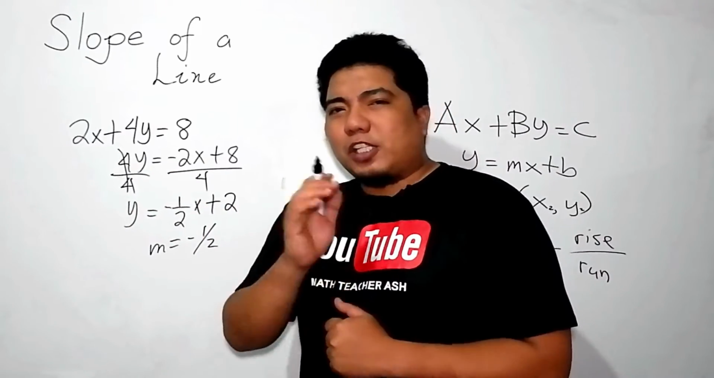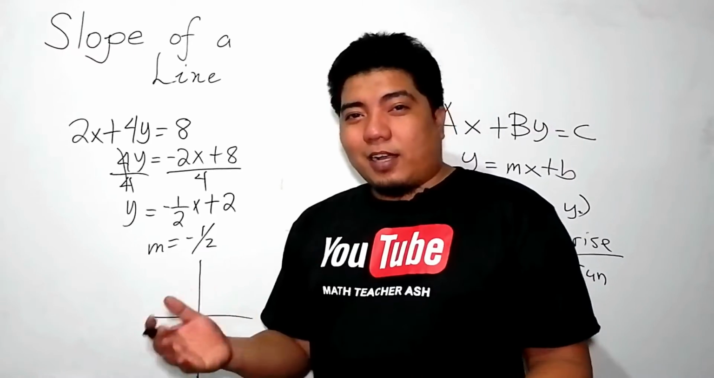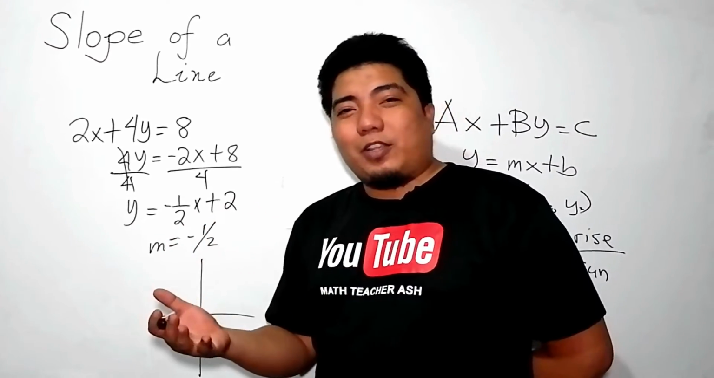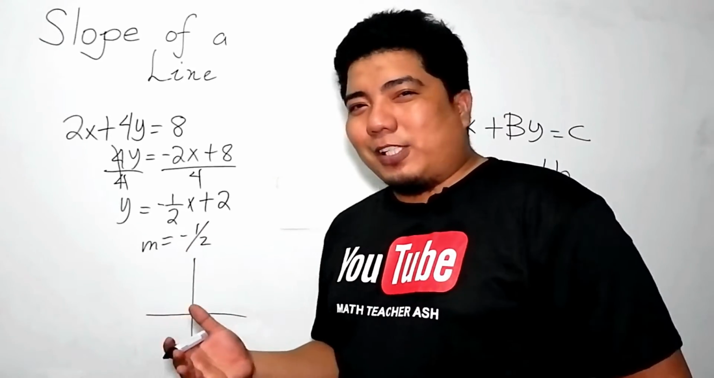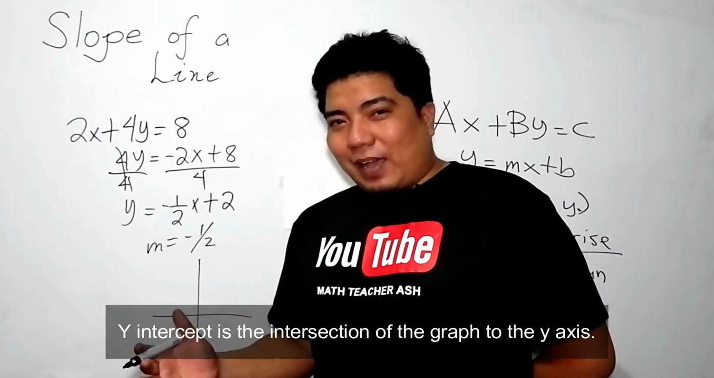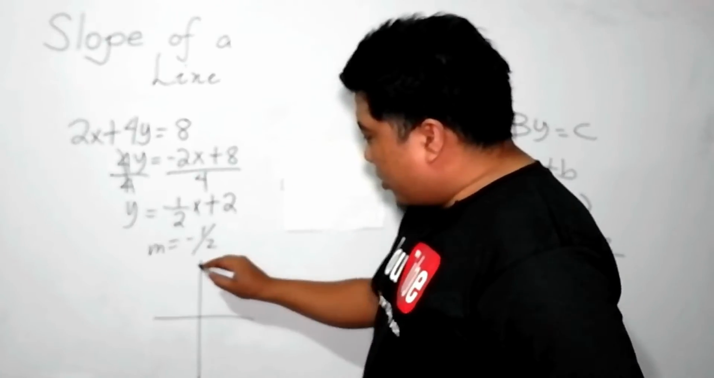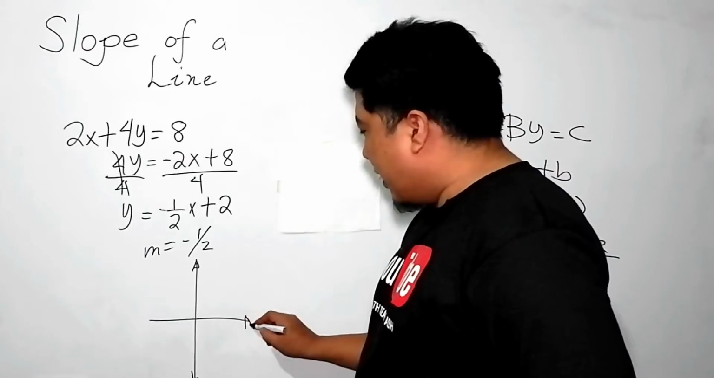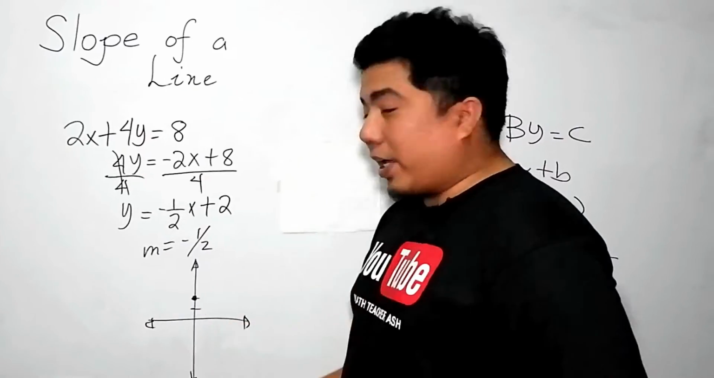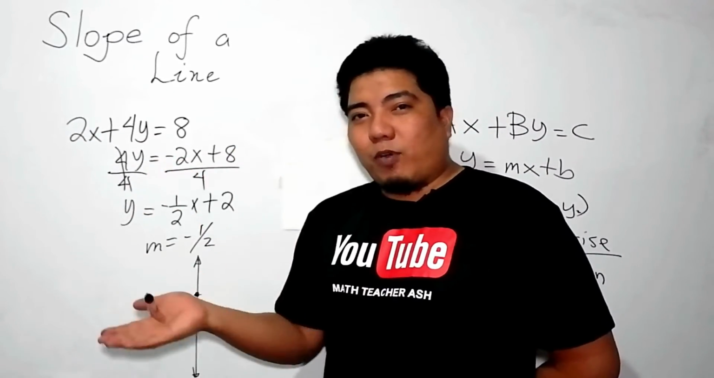The question is, Sir Ash, how do we graph that one? Technically, you just make your Cartesian plane. And remember, the 2 here is what we call the y-intercept. What does the y-intercept mean? The y-intercept is the intersection of the graph to the y-axis. Okay, so this is your y-axis, right? So therefore, since that is positive 2, then that is here. Okay? Same as earlier. And we have our slope that is negative 1/2.